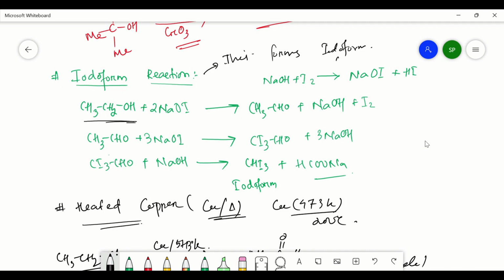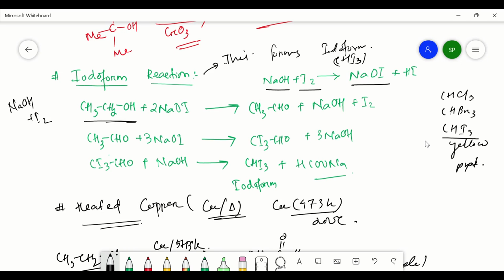Iodoform means CHI3, as chloroform is CHCl3. Bromoform will be CHBr3. Hence iodoform will be CHI3. This is a yellow precipitate. This reaction takes place in the presence of NaOH plus I2. This NaOH and I2 react to form NaOI plus HI.